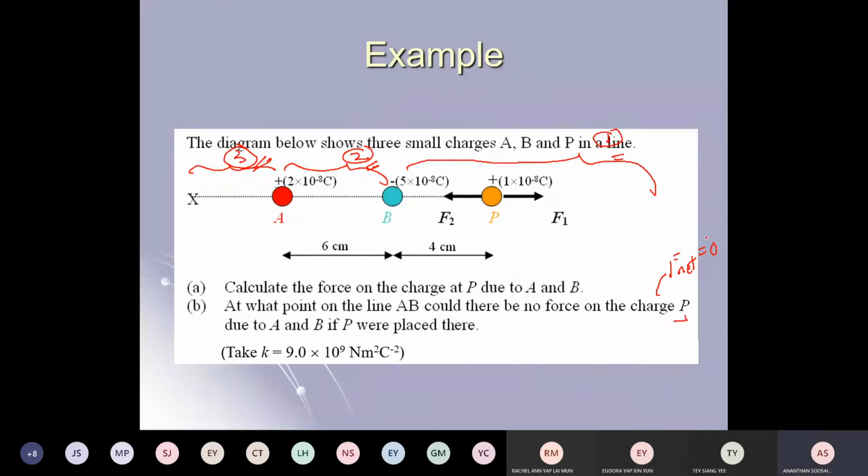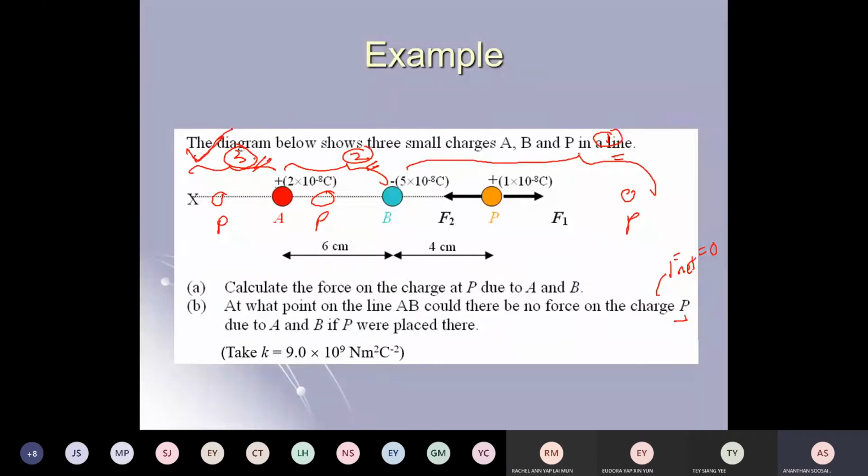0 net force means what? It means the force caused by B and the force caused by A on P must be the same magnitude, right? Must be same magnitude, and must be acting in opposite direction. So if you place the P here, is it possible for the net force to become 0? Or in between here, or somewhere here? Where does the net force have a chance to become 0? 1, 2, 3. 3. Oh, good. Yeah, it's going to be 3.